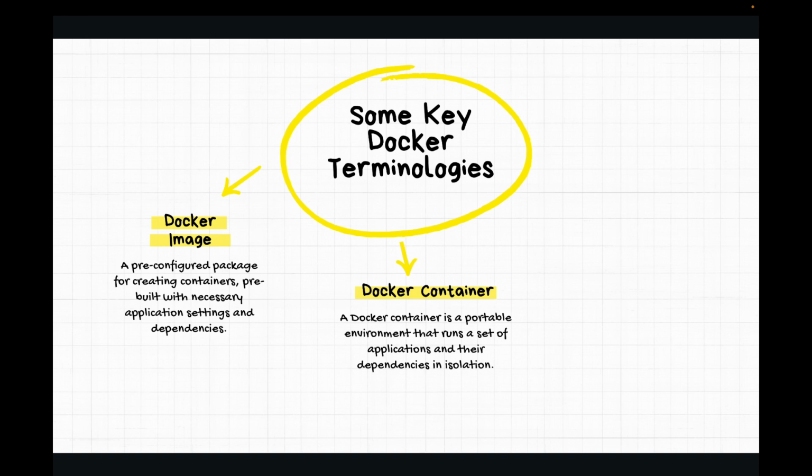A Docker container is a running instance of a Docker image. It's basically a portable environment that runs a set of applications and those dependencies in isolation from another container.